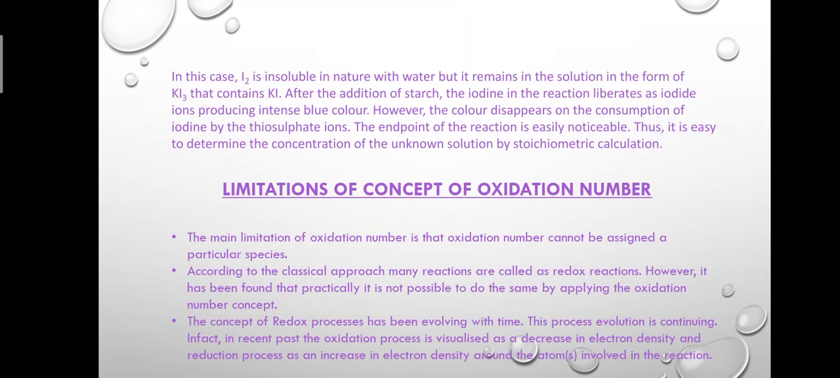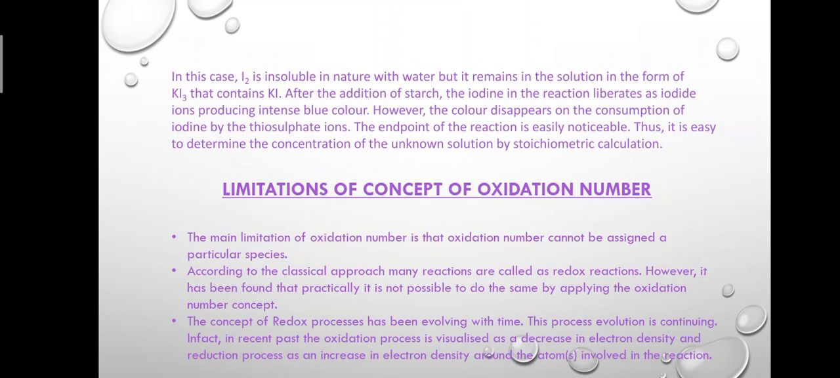Now, the next topic is limitations of the concept of oxidation number. Though the concept of oxidation number is widely used and very helpful in redox chemistry, yet it suffers from certain limitations. The limitations of the oxidation number are listed below. The main limitation of oxidation number is that oxidation number cannot be assigned to a particular species.